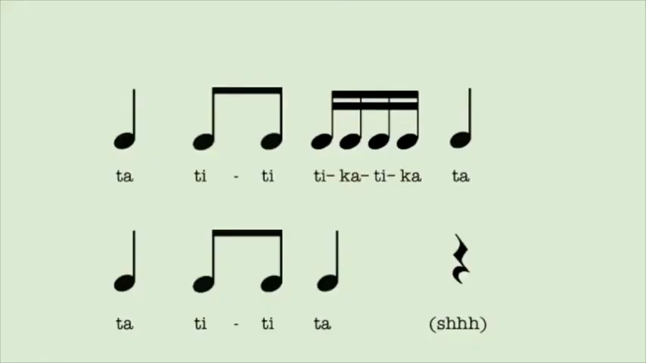When you were younger, we would use ta and titi, and we probably never got to tika tika, but it's part of the same system. So let's say you're looking at a piece of music like this one, and we're going to count the rhythm. It would sound something like this. Ta, ti, ti, tika, tika, ta. Ta, ti, ti, ta.